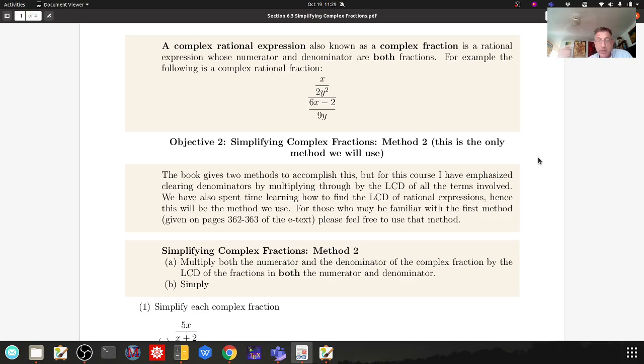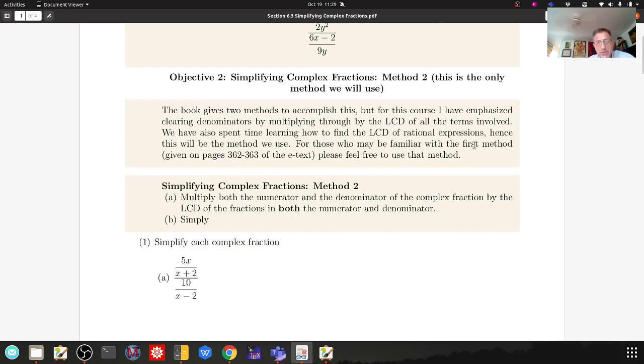And we've also spent quite a bit of time on finding the LCD of fractions whose denominator is a polynomial. So if you have already seen this by chance, and I do it differently than what you have done in the past, then you're free to look in the e-text on pages 362 through 363 and use that method there if it's the same method that you were familiar with. So here's the method we're going to use.